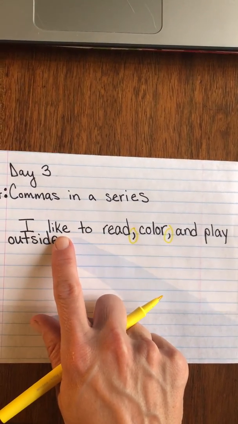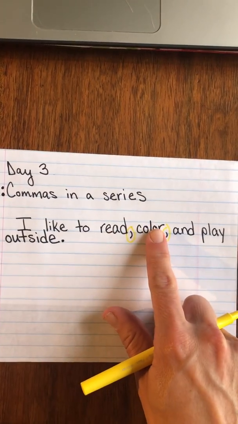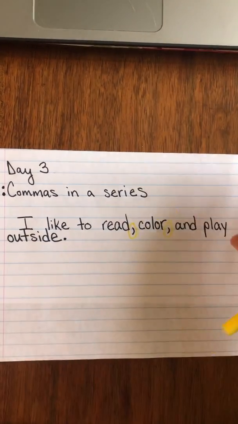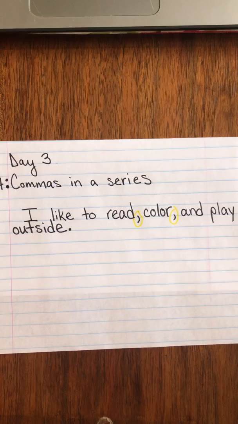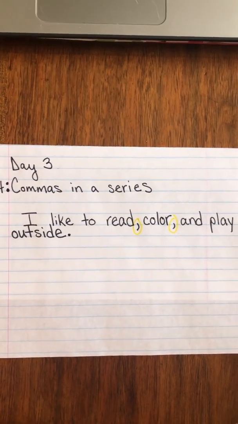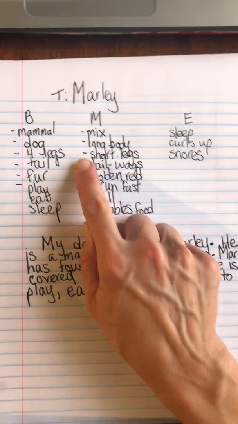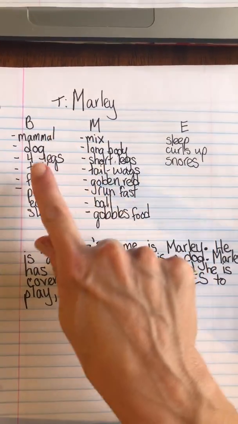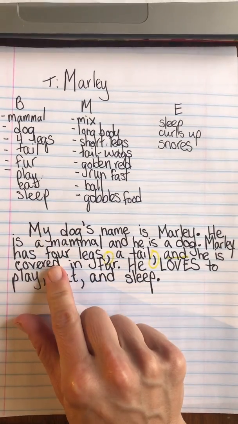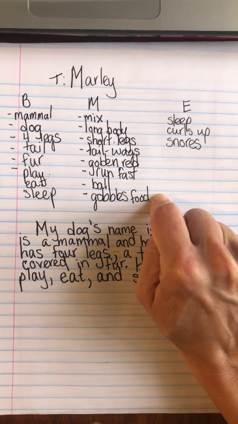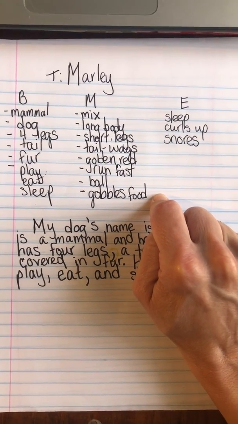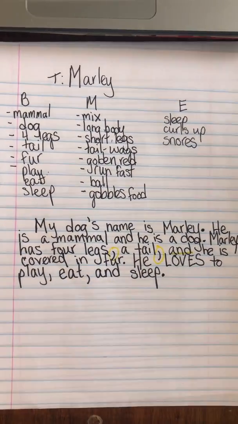So these are the things I like to do. My actions are read, color, comma, and play outside. So that's what we're going to try to do when we write our middle main idea today. That is our goal for day 3, to write that middle main idea about our topic. So let me go ahead and get my writing from yesterday. I'm going to very quickly go over that my topic is Marley. I did my plan. I wrote my beginning introducing the reader to Marley, but today is really the day where I want to stick, stay, and stretch and really focus on describing Marley as my dog.